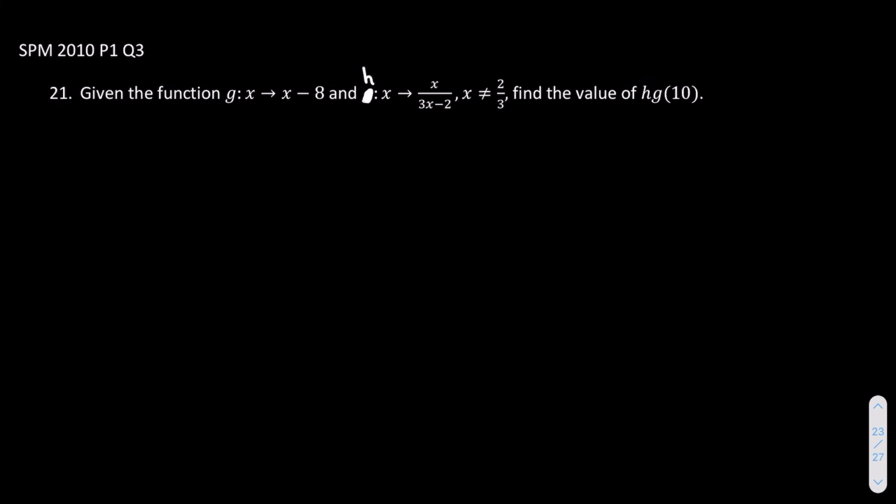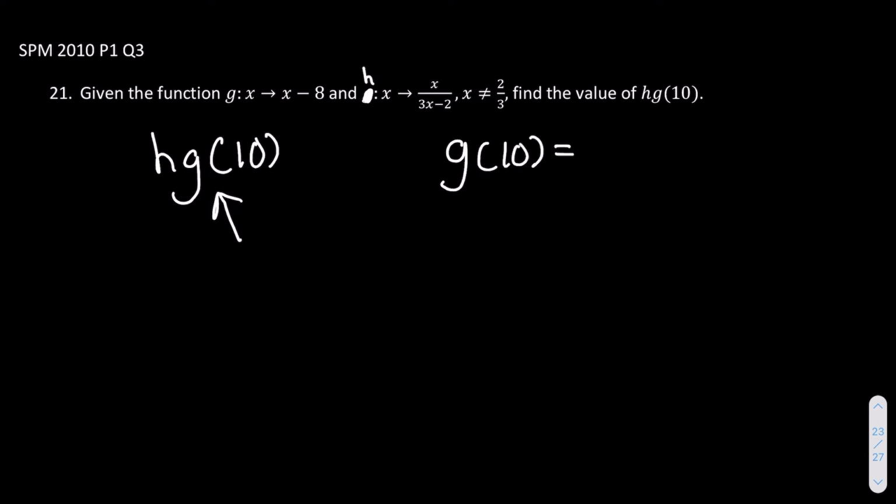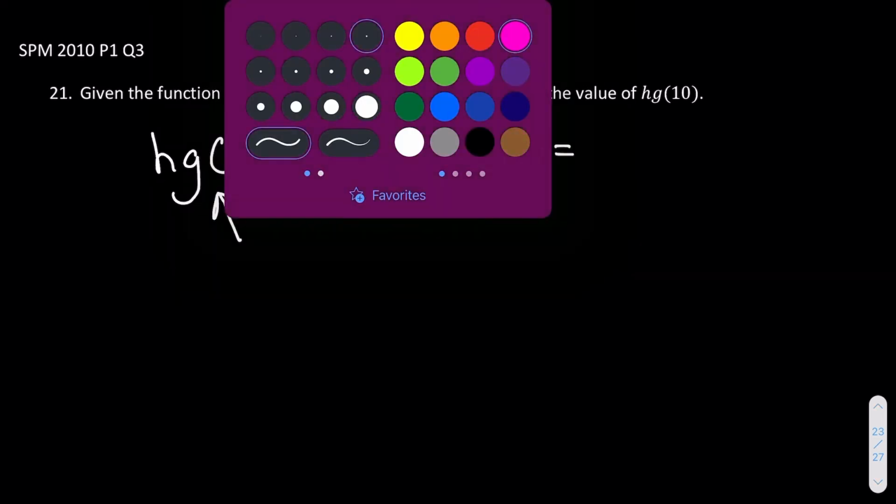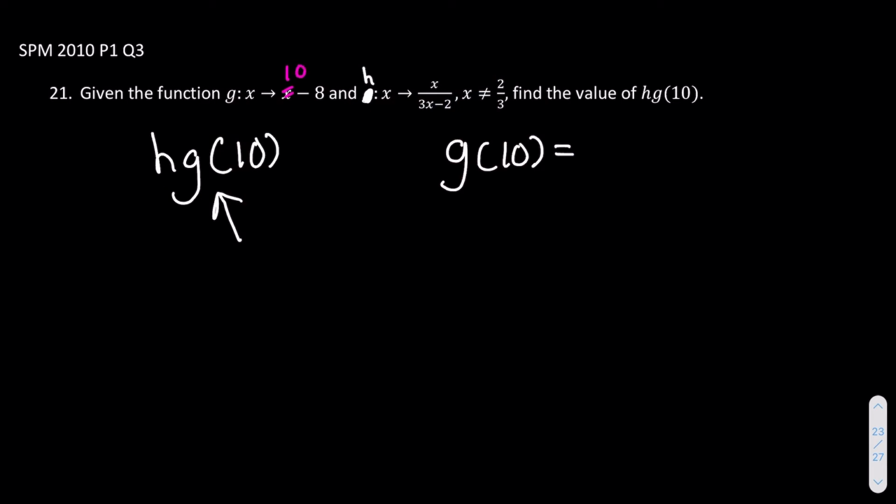Question 21. Given the functions g of x is x minus 8, h of x is x over 3 or minus 2, find h g of 10. So we write down first h g of 10. But remember that we always do the function at the back first. So we go for g, input 10. And in g, all of our x is now 10. So 10 minus 8, which is 2. So we know g of 10 is just 2.